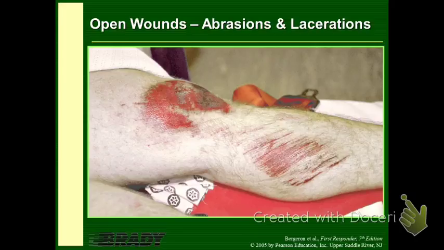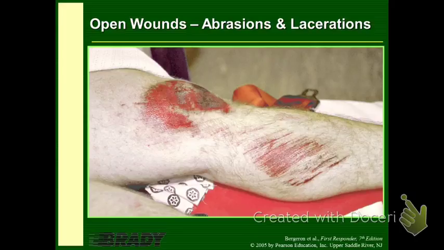Dry, sterile dressing. Don't worry, it's going to stick. But when they get to the hospital, they're going to wash it, they're going to wet it, and it won't peel off again. So these could be some lacerations down here at the bottom. This would be up here on the knee, the abrasion, and then you get some lacerations down there towards the bottom.